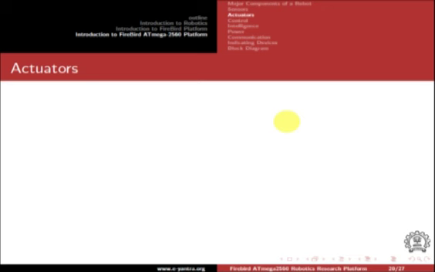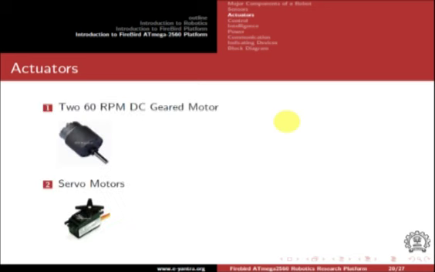Now let us move to the next major component, which is the actuators. For actuation, you can use DC motors and servo motors. Two DC motors are interfaced with the platform. These DC motors are connected with the wheels of the robot. The DC motors are 60 RPM motors. You can attach two more DC motors to the platform. The driver ICs are present on the robot. You can refer to the hardware manual of the robot given in the DVD for getting the port and connection details.